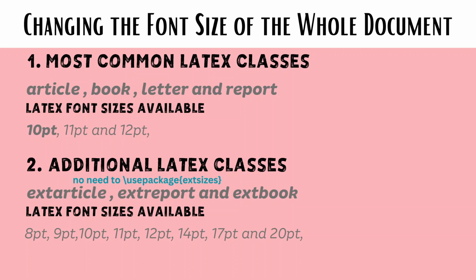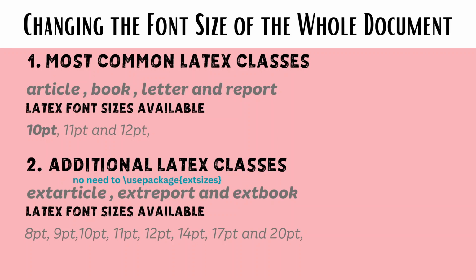Now, in order to get some more font sizes, you need to use one of these three classes: extarticle, extreport, and extbook. And if you use these classes, you will get some additional font sizes: 8 point and 9 point on the lower side, 14 point, 17 point, and 20 point on the higher side. So you get 5 extra font sizes. There was an older method of using the usepackage textsizes, and that also gives you the same 5 additional font sizes, but now you don't have to use package textsizes.